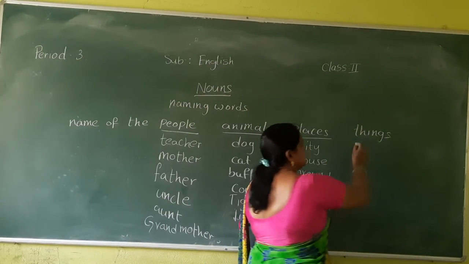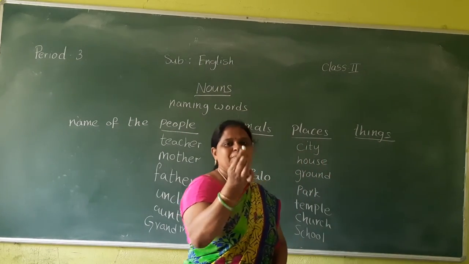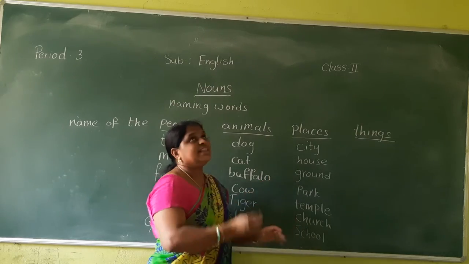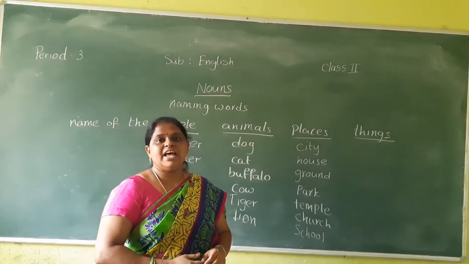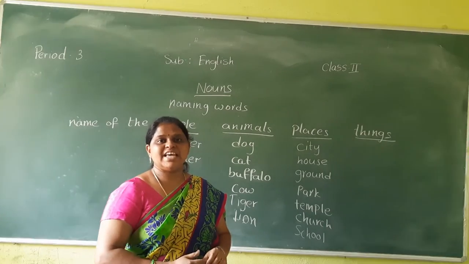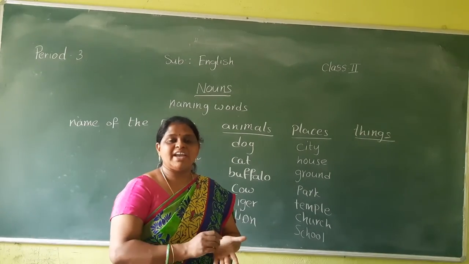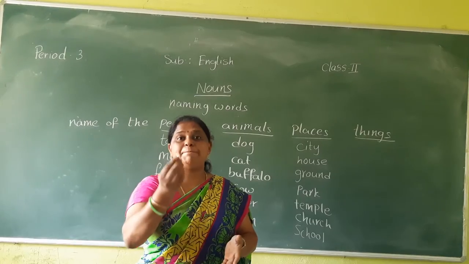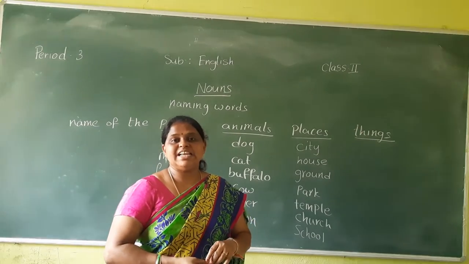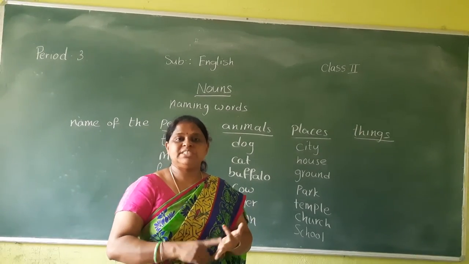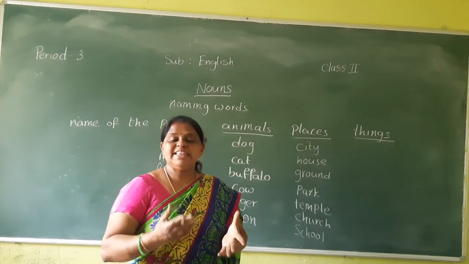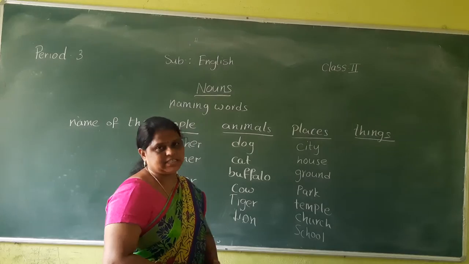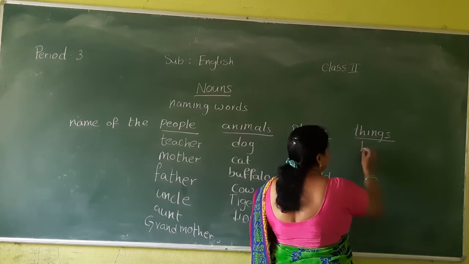Next, things. So what is this? This is a chalkboard. This is a blackboard. That is a fan. This is a desk. And you are sitting in the chair. Okay, near your chair, a sofa is there. A glass is there. You are reading, you are writing in the book with the pencil. So pencil, chair, desk, sofa, glass, bowl. These are called the names of the things.